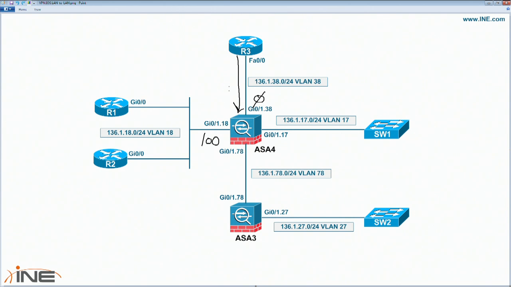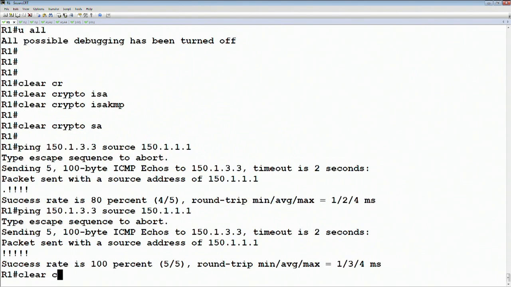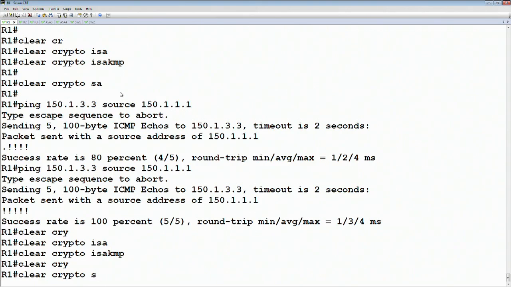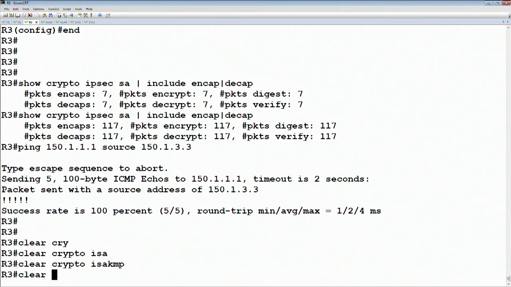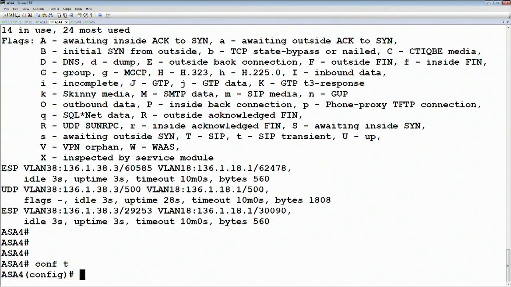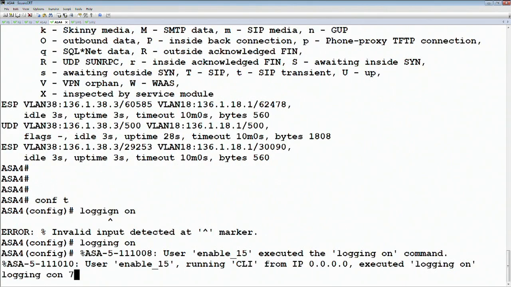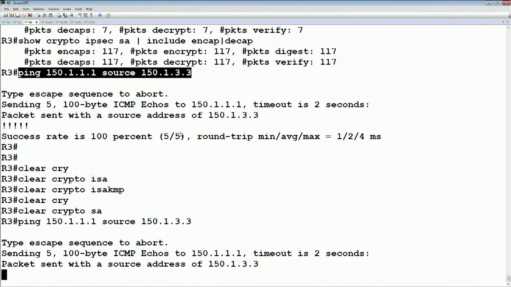And we could see this if we were to go to router 1 and router 3, and let's delete the connection state. Let's say clear crypto ISAKMP, clear crypto SA. We'll do this on both sides. Then let's turn logging on the ASA again, logging on, logging console at 7. And we have router 3 try to send packets from the outside in.